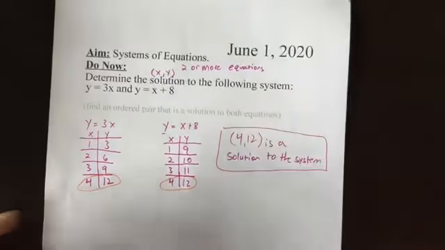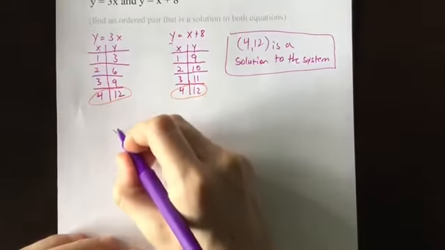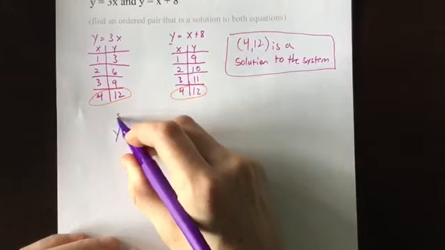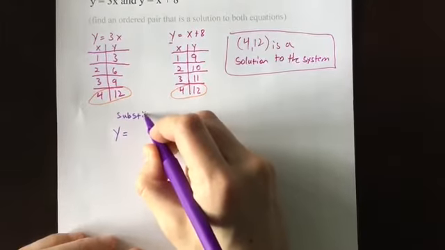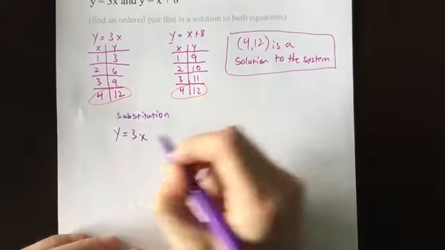Okay, so that's one way, sort of our table method. There is another way to go about this. It's called the substitution method. And maybe I'll write that up here, substitution. And you're going to do a lot more of this substitution method in 8th grade.